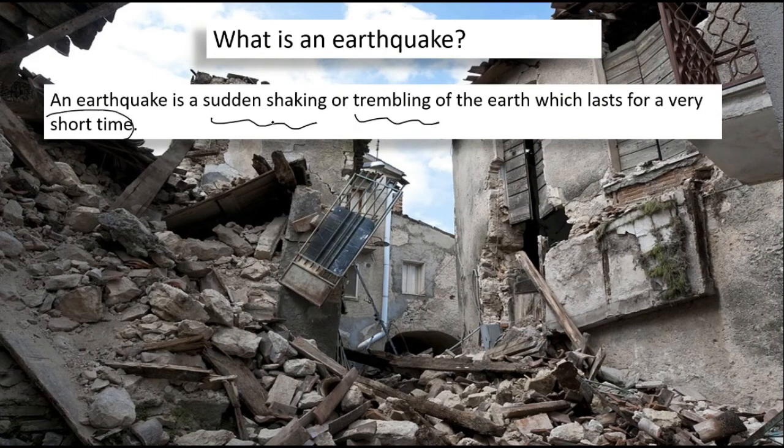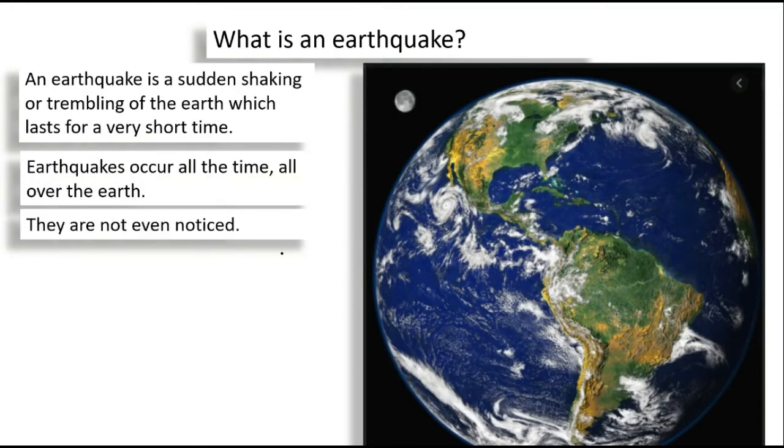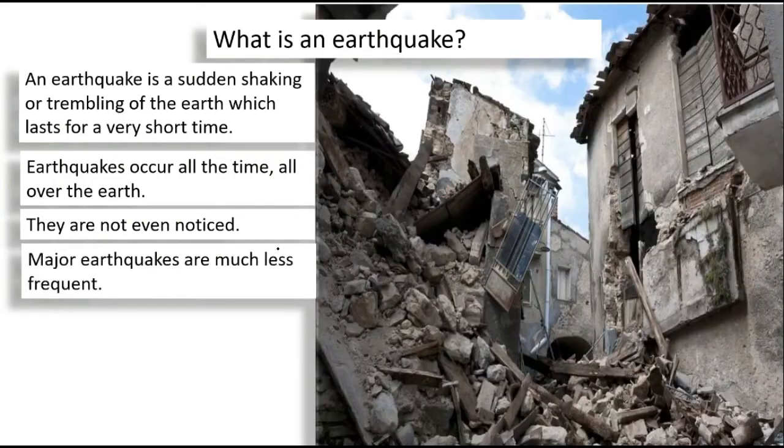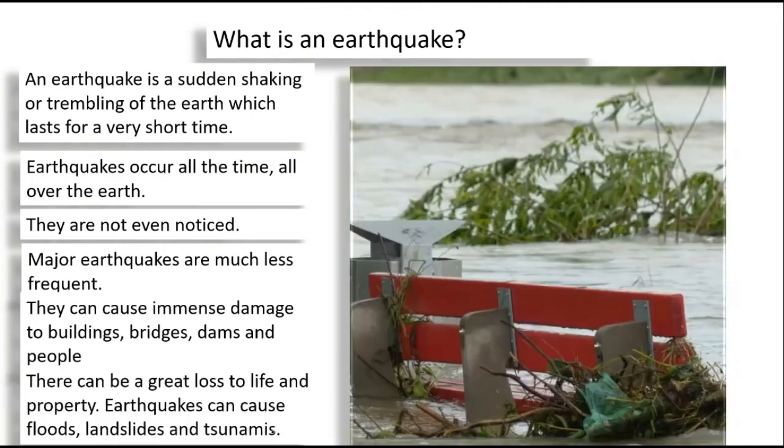Often we read in newspapers about earthquakes happening here and there on earth. But please remember that earthquakes occur all the time, all over the earth. The only thing is we don't notice them. We notice only the major earthquakes, which are less frequent. These earthquakes can cause immense damage to buildings, bridges, dams and people. Sometimes these earthquakes result in floods, landslides and even tsunamis.